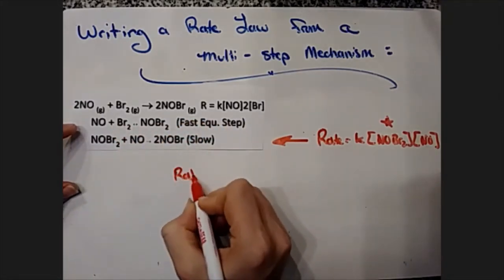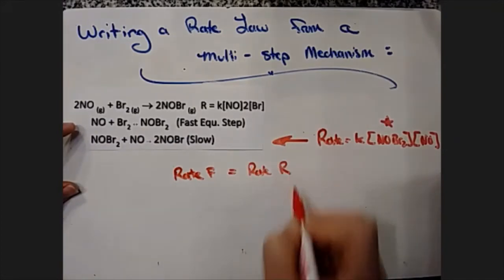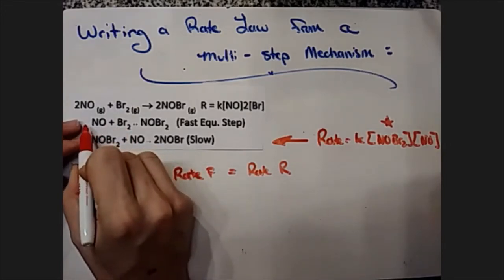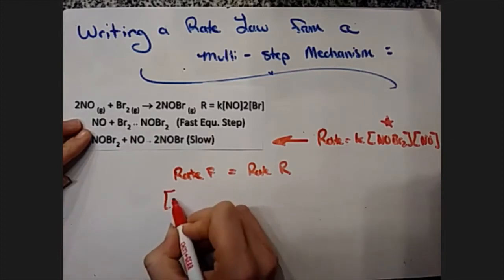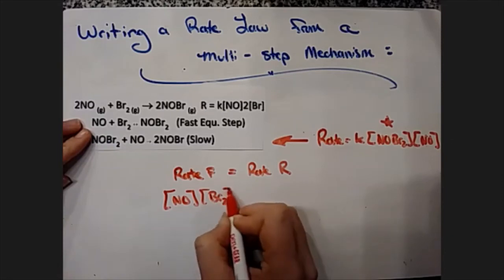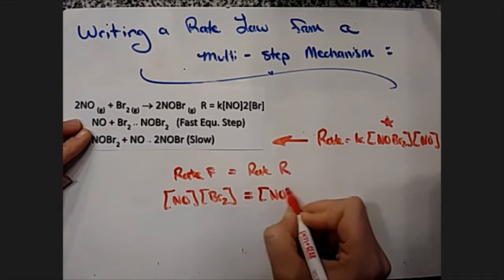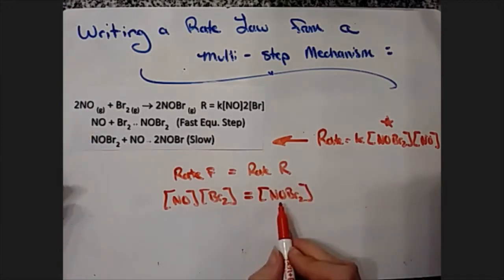So rate forward equals rate reverse. What I do know, and again, I'm eliminating the K's. I would normally write K times NO times Br, I'm just skipping the K part. That means that the concentration of NO times the concentration of Br2 will equal the concentration of NOBr2. Now I don't even have to do any algebra. Now I have an expression that I can use to substitute out the NOBr2.